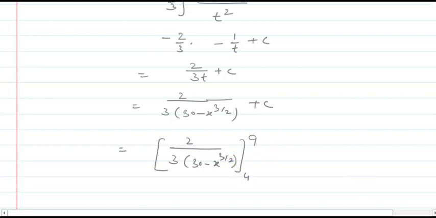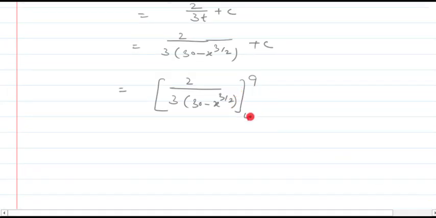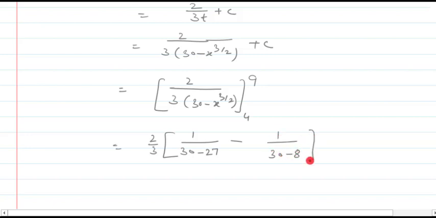Okay, now we'll use upper limit minus lower limit in place of x. So clearly 2 upon 3 is the common part. Let us take it out, and using 9 we are getting 1 upon 30 minus 27, because if we put 9 over here, the square root of 9 is 3 and its cube is 27. Similarly, if we put 4, we are getting 1 upon 30 minus 8.